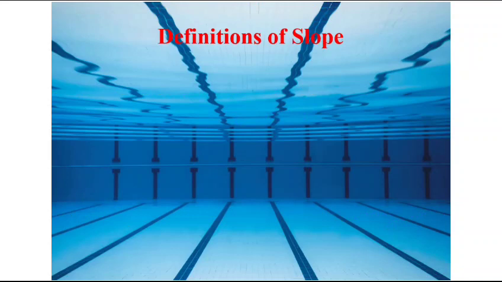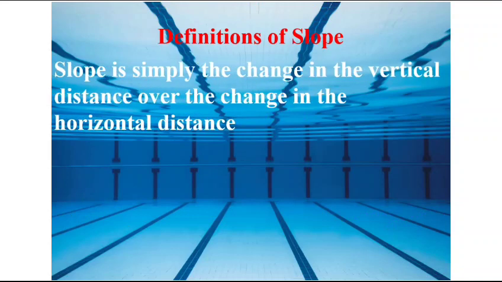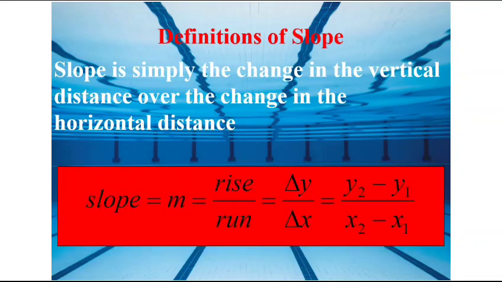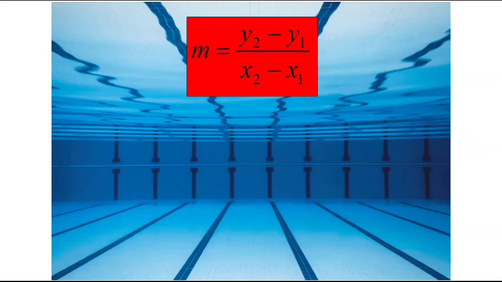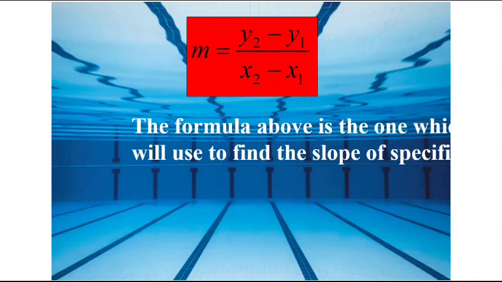Definition of slope. Slope is simply the change in the vertical distance over the change in the horizontal distance. Slope equal to small m equal to rise by run, del y by del x, equal to y2 minus y1 over x2 minus x1. M equal to y2 minus y1 by x2 minus x1.